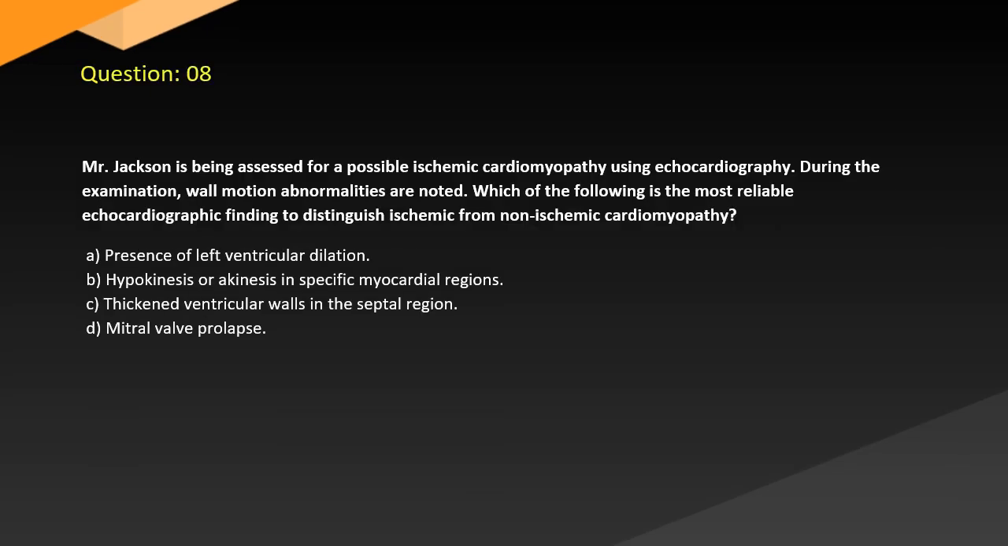Question 8. Mr. Jackson is being assessed for a possible ischemic cardiomyopathy using echocardiography. During the examination, wall motion abnormalities are noted. Which of the following is the most reliable echocardiographic finding to distinguish ischemic from non-ischemic cardiomyopathy? A. Presence of left ventricular dilation. B. Hypokinesis or akinesis in specific myocardial regions. C. Thickened ventricular walls in the septal region. D. Mitral valve prolapse.